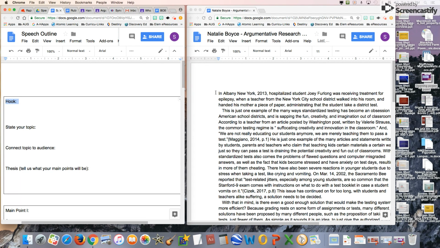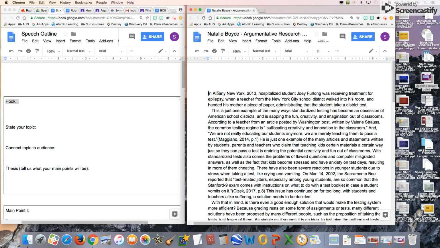And she did have a really good hook in her own research paper where she talks about a kid who was in the hospital receiving treatment for epilepsy. And the school district actually came in and said, hey, you guys have to take this little kid here. He has to take this test. It's not a super long story. It's a quick story, so this would be a good one. She could just move this story right over into her speech because it's not that long.